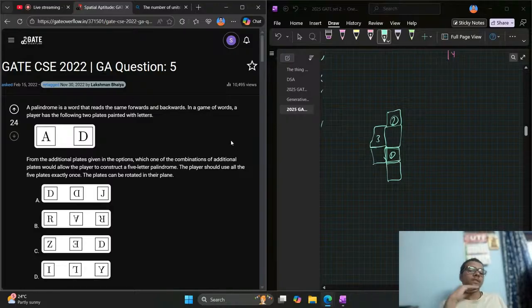A palindrome is a word that reads the same forwards and backward. In a game of words, a player has the following two plates painted with letters, and additional plates are given in the options. Which one of the following combinations of additional plates would allow the player to construct a five-letter palindrome? The player should use all five plates exactly once, and these plates can be rotated in their planes. What the heck?